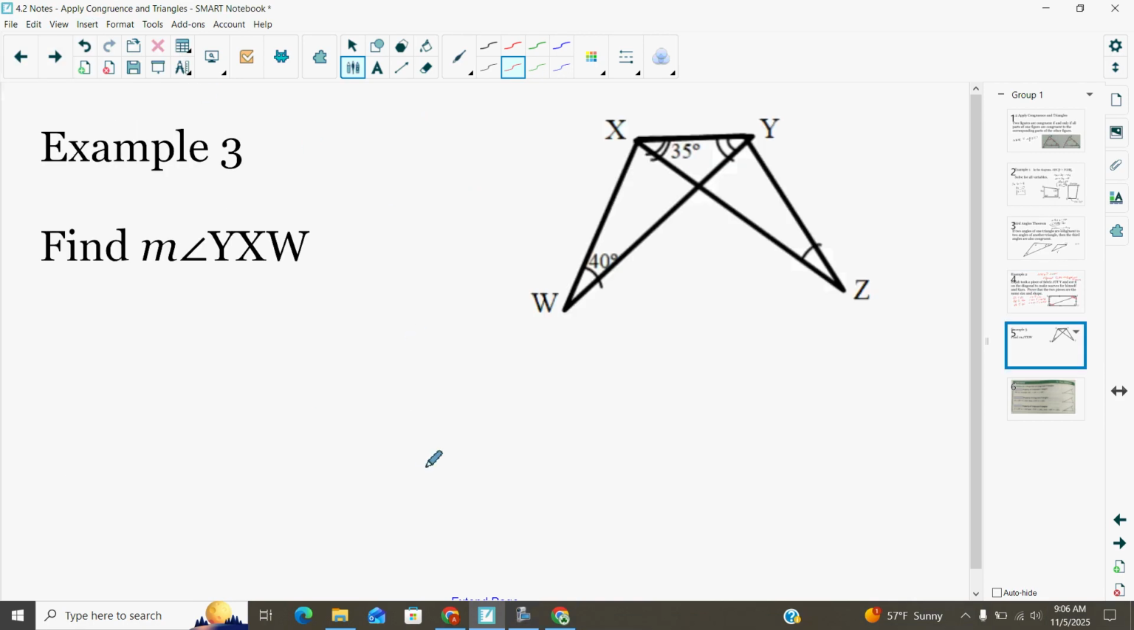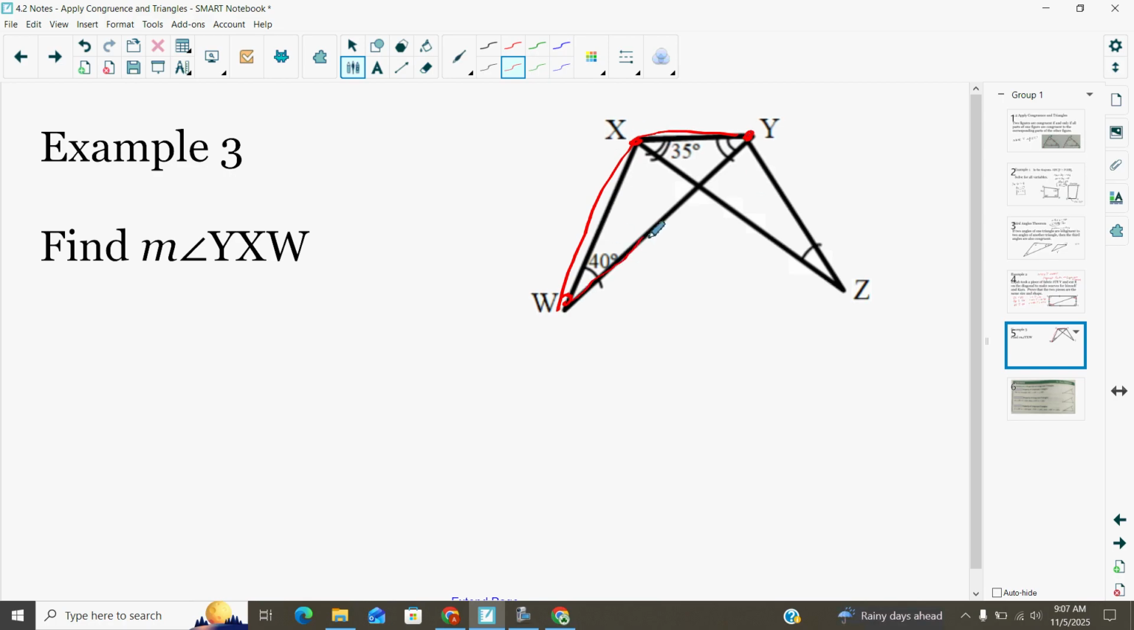Example 3. Example 3, we're given a figure here. And we are asked to find the measure of angle YXW. We want this angle right here, a big one. We should be able to fill in all of the angles on this. But I guess the only one we really need is YXW.